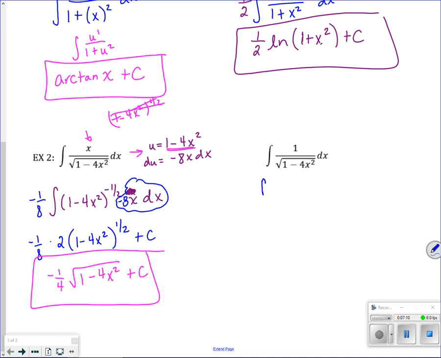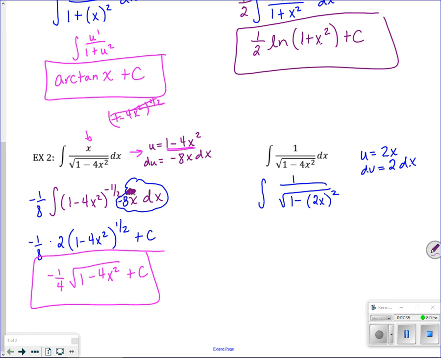So if I do that, let me see if I can get it to look more like the form. It's 1 minus u squared. What would that u be? Well, 4x squared, that would be 2x. So my u is 2x this time. Therefore, do you see how with the arctrig, my derivative is just a constant. I don't need that variable of x.